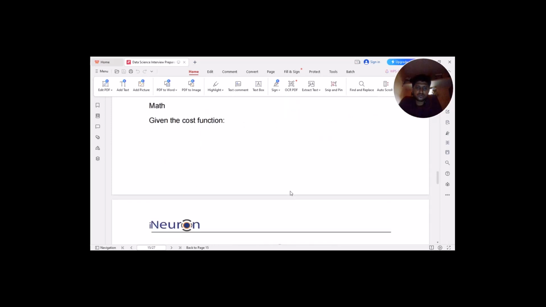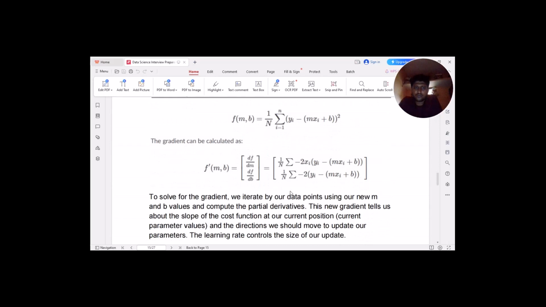Okay, so math, if we wanted to talk about it, it will be a function of m and b, which is equal to 1 over n summation of (yi minus (mx plus b)) the whole squared. So the gradient can be calculated by f dash of m comma b, df by dm and df by db, which is computing the same thing, you will be replicating here.